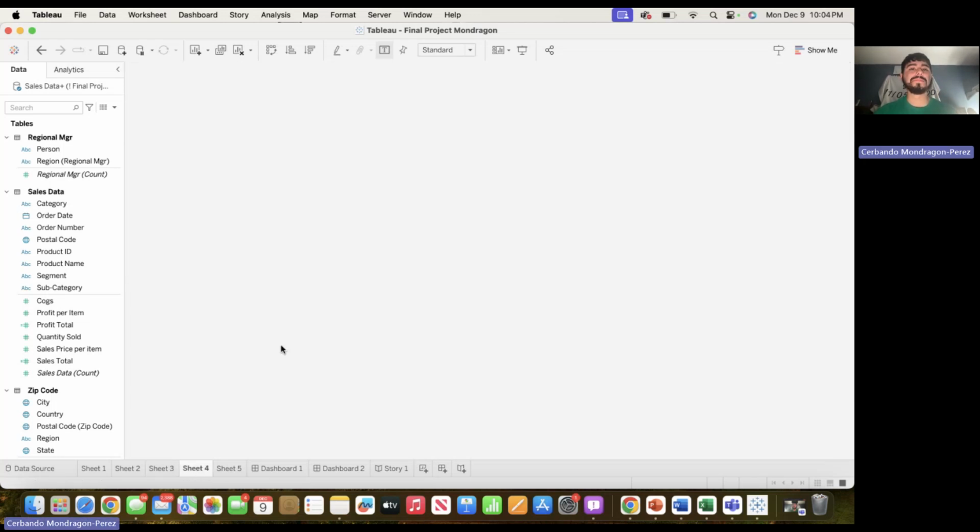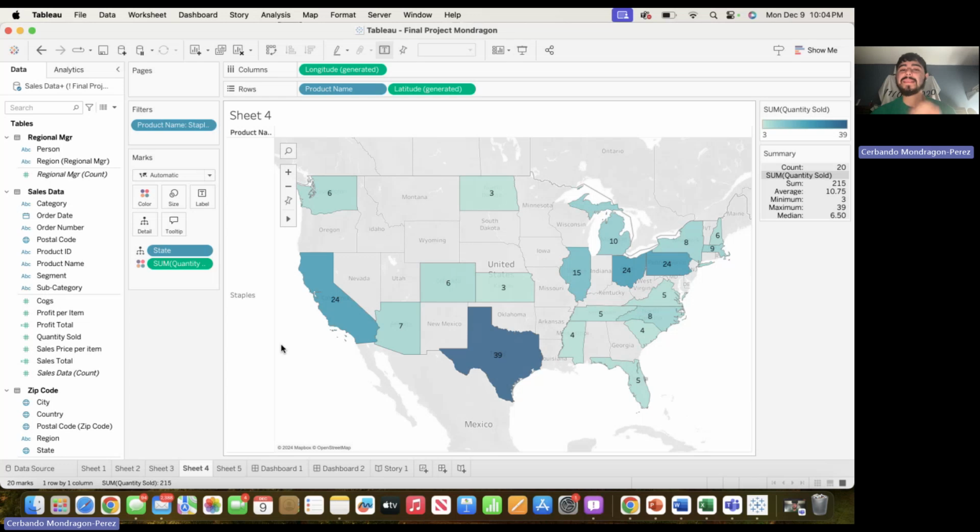Sheet four is a bit more of our map. It shows us just location wise where the staples were sold the most and in which states. Darker blue being the most sold, and then lighter blue being the least sold. I did filter this one to only staples just because that was the most popular product.